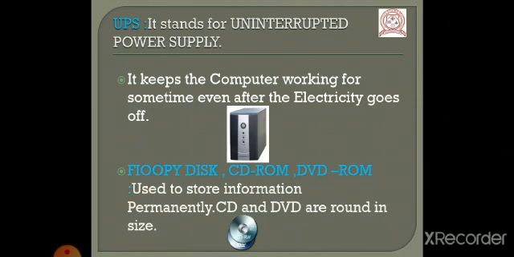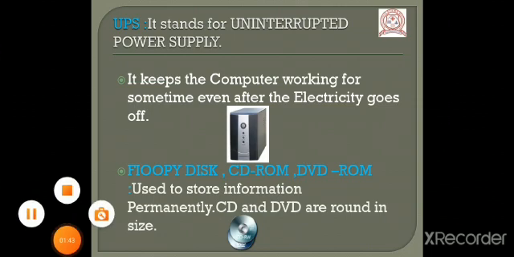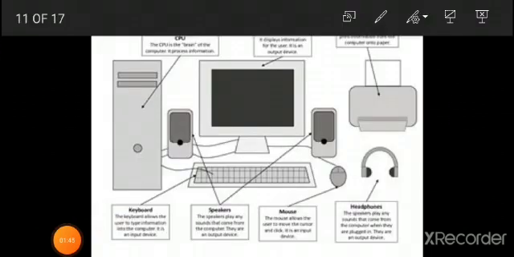Children, floppy disks, CD-ROMs and DVD-ROMs must be kept away from sunlight and damp areas, as they get spoiled even if left exposed to sunlight for too long. Children, in this picture you can see all the parts and the other helping devices of a computer together with their functions.